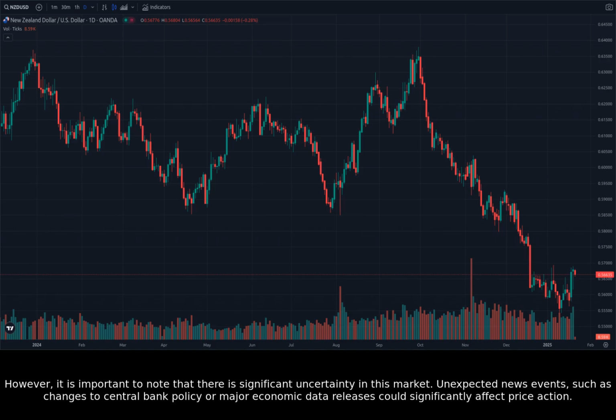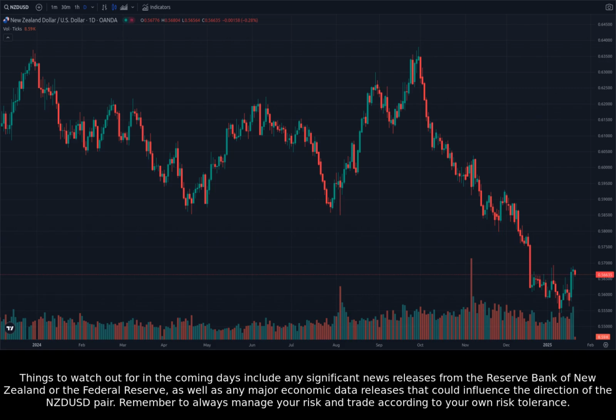However, it is important to note that there is significant uncertainty in this market. Unexpected news events, such as changes to central bank policy or major economic data releases, could significantly affect price action. Things to watch out for in the coming days include any significant news releases from the Reserve Bank of New Zealand or the Federal Reserve, as well as any major economic data releases that could influence the direction of the NZDUSD pair. Remember to always manage your risk and trade according to your own risk tolerance.